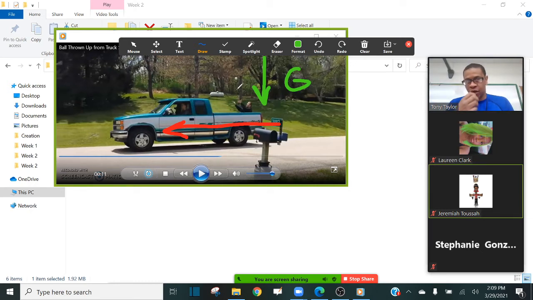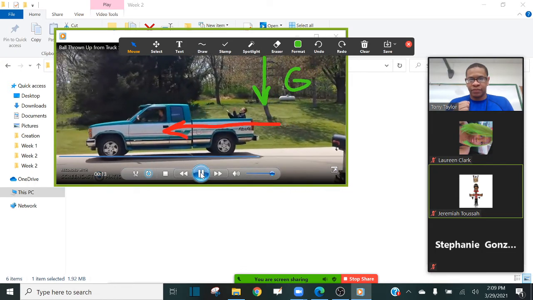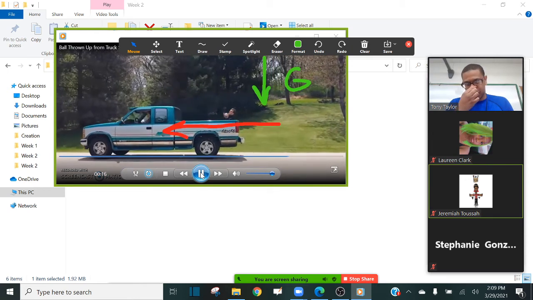So in other words, the moment the ball comes out of the guy's hands, it's going to be moving with the truck. The ball is going to be moving at a constant velocity because that's Newton's first law. An object in motion stays in motion. There's no outside forces acting on the ball in the x direction. So the ball should move with the truck. And you guys clearly see that here. The ball is moving at the same speed the truck is going.